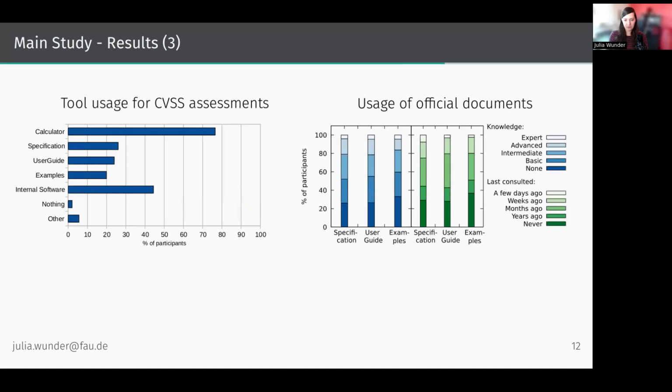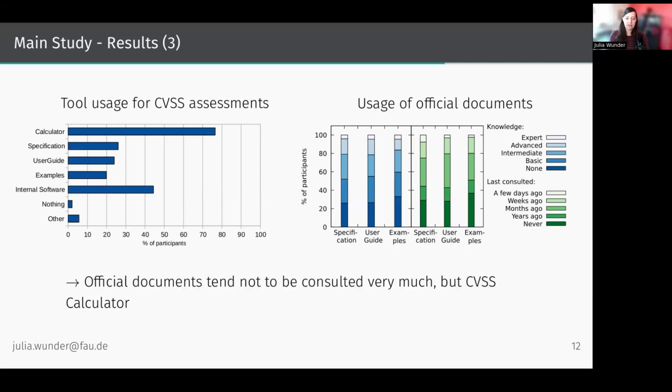Considering the official CVSS documents, here we also asked the participants to self-rate their knowledge about these documents and when they last consulted them. And this was also kind of surprising because most of the participants indicate that they have none or just basic knowledge. And they also consulted the official documents some months, years, or even never. So here you can say, okay, the official documents tend not to be consulted very much, but the CVSS calculator is, on the other hand. So if there is a need for refining of metrics and for clarification, maybe this should also be put into the CVSS calculator and not only in the official documents, as these are rarely consulted.